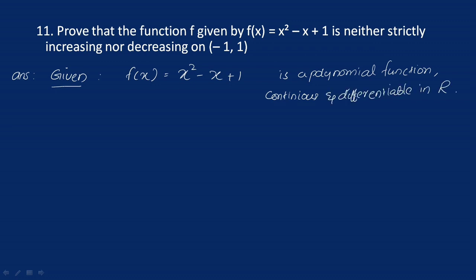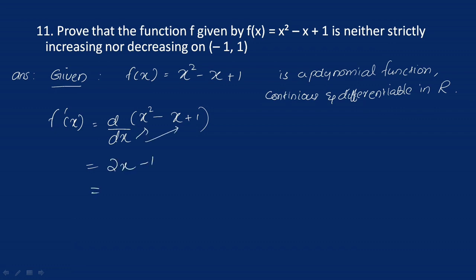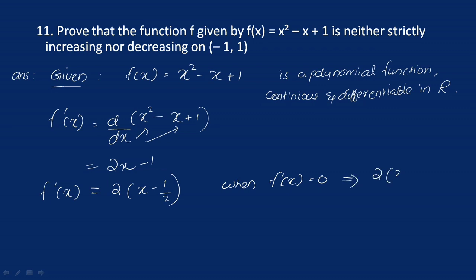So what is f dash of x? That is d by dx of x square minus x plus 1. So what is d by dx of x square? That is 2x. D by dx of minus x, that is minus 1. D by dx of 1, 0. So we have 2x minus 1, or 2 is taken outside. So we have f dash of x is equal to 2 into x minus 1 by 2. When f dash of x is equal to 0, we can write 2 into x minus 1 by 2 is equal to 0. So the value for x becomes 1 by 2 there.